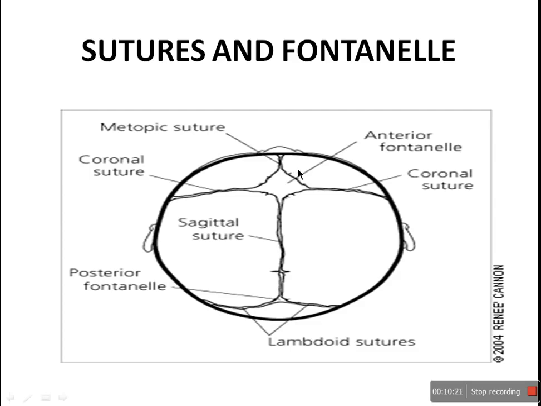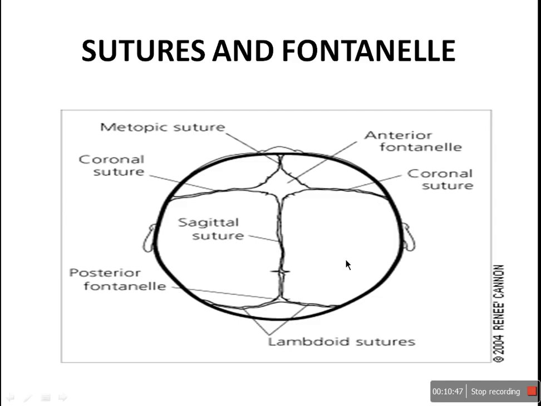The other thing coming is coronal sutures. Coronal suture means it is between the frontal bone and the parietal bone. See, this is the frontal bone, this is the parietal bone. Between the frontal bone and the parietal bone you can see a suture, which is called the coronal suture. Here also you can see the same coronal suture.